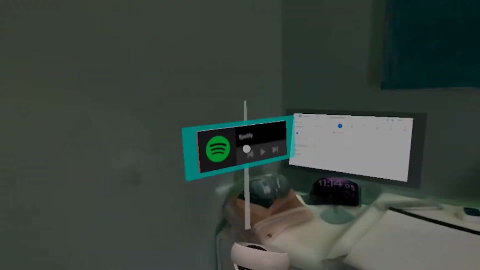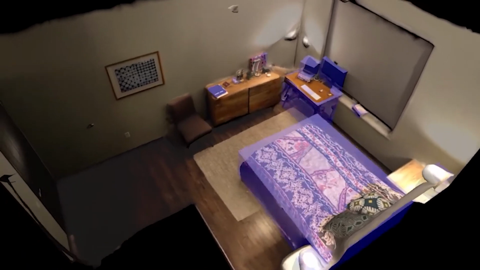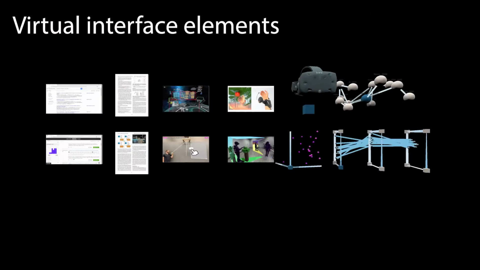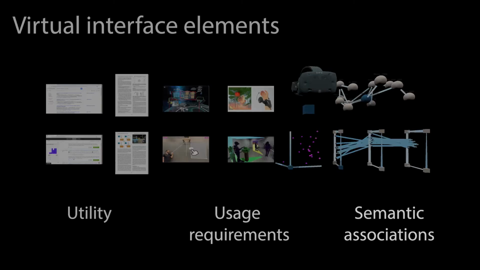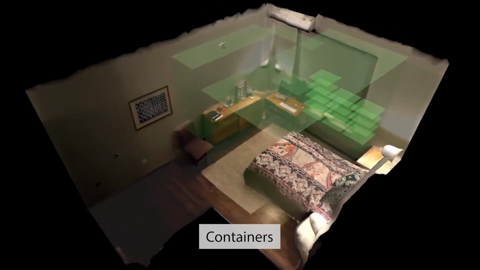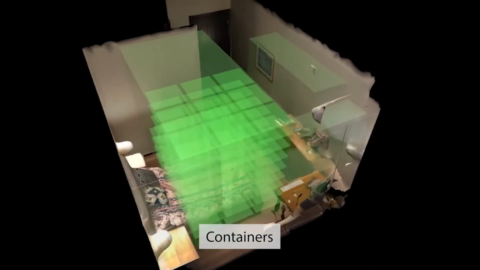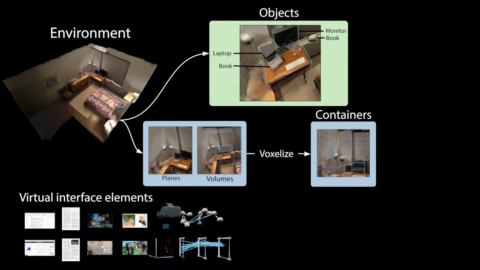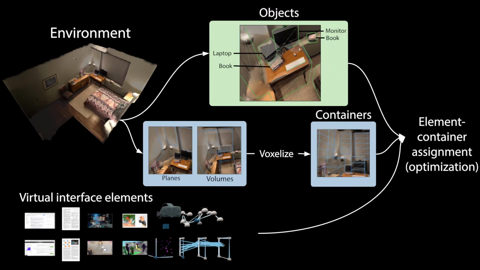with sound. Our approach takes as input a scanned mesh of the user's environment with relevant physical objects and usable spaces labeled, and a set of virtual interface elements with predefined values representing their utility for the current task, their usage requirements, and their semantic associations. We voxelize the labeled spaces and volumes into potential containers for our virtual interface elements. Based on these inputs, we formulate the adaptation process into a linear program that optimizes for 6 objectives.